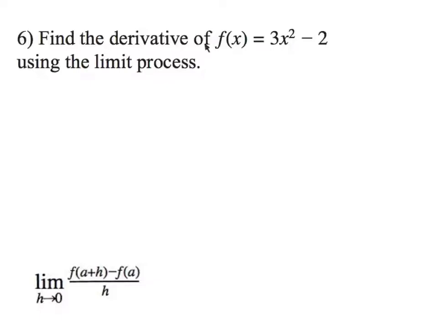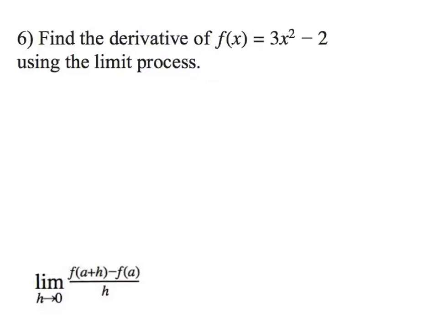So find the derivative of this function using the limit process. What happens there is we're going to use this limit process. I know there's two of them, but we're going to use this one. All right, and find the derivative function, or the slope generator function. So what we do here, your a value is x.